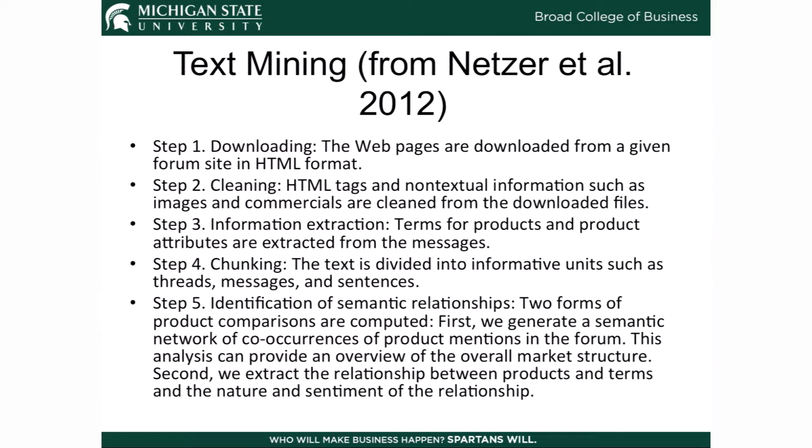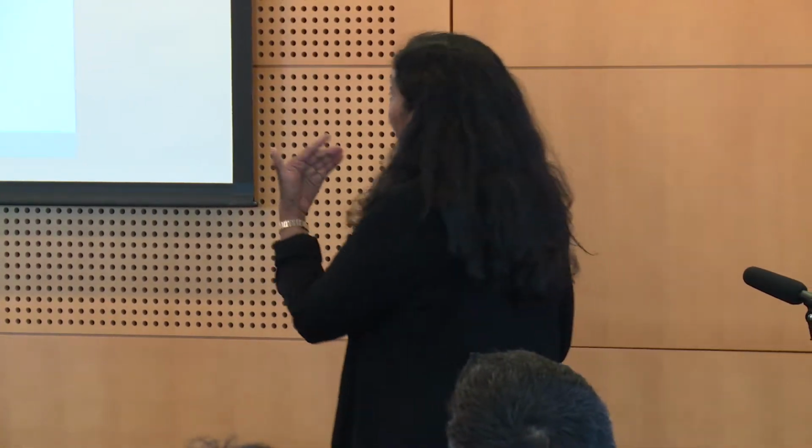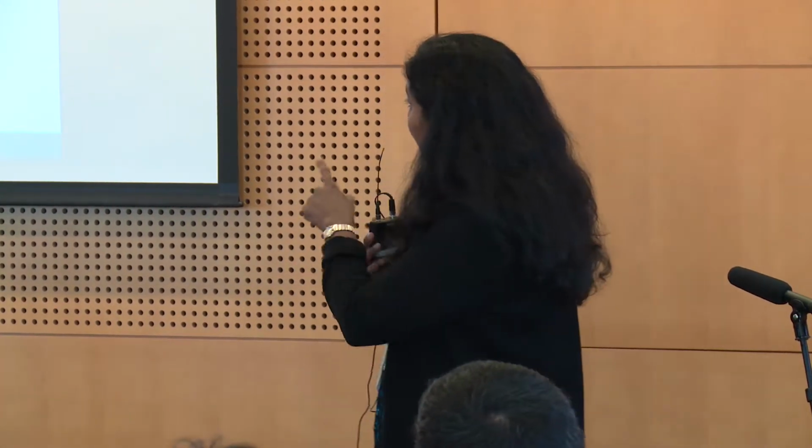So if you go to Edmunds.com, the network of co-occurrences will tell you very accurately the overall market structure. And in fact, we find that if we do this network and we compare it with the actual network from JD Power brand switching data, it's correlated like a 0.8 or something, heavily correlated. So that was our wow kind of moment, right? So I will explain how we do that. So this is the basic approach, right? The relationship between products and terms and the nature and sentiment of the relationship.